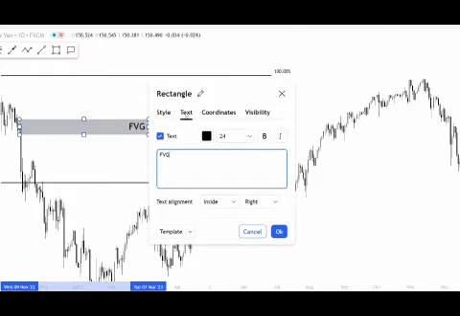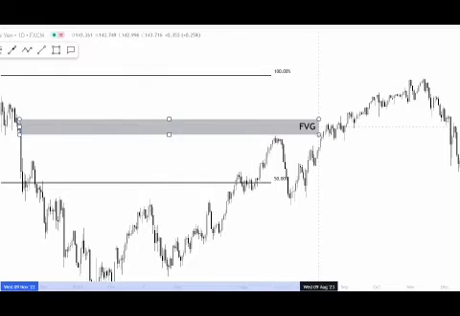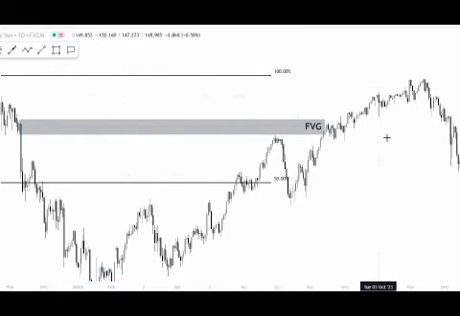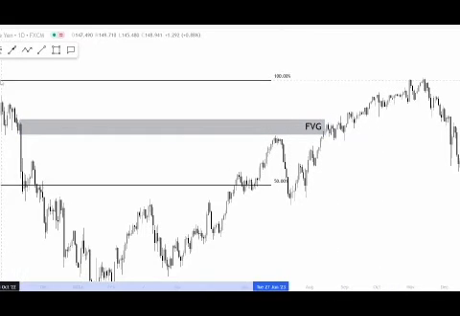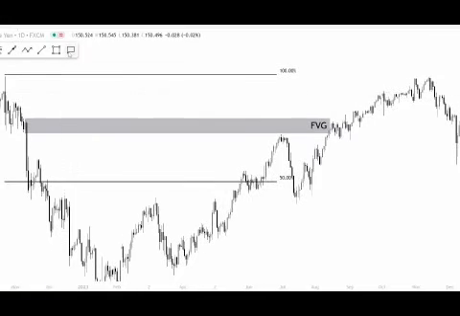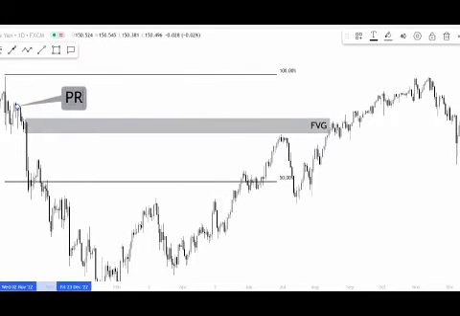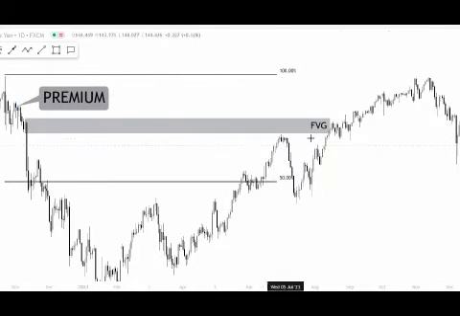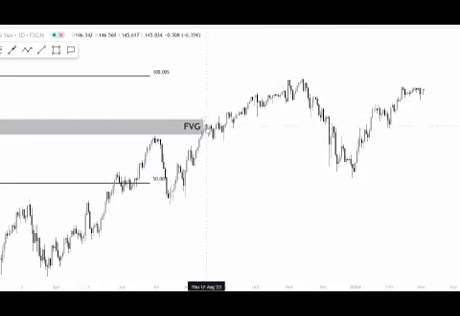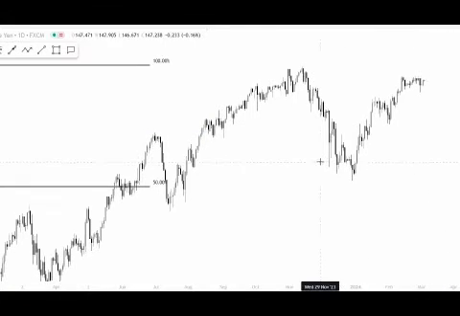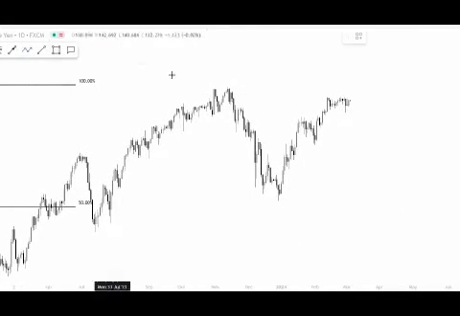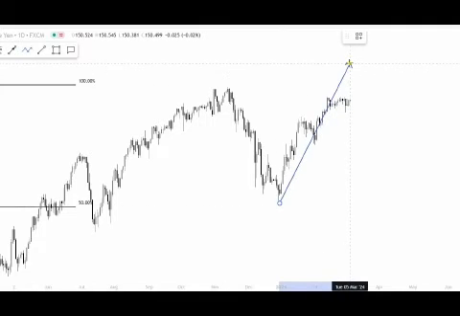So this fair value gap over here, or this FVG, hasn't really held, right? We've seen price come right up to the premium over here. So we have a premium over here and we have a fair value gap over here. This fair value gap, or this daily POI, this daily supply zone, hasn't quite held. And so because of that, what I would expect ultimately is for price to simply continue higher.